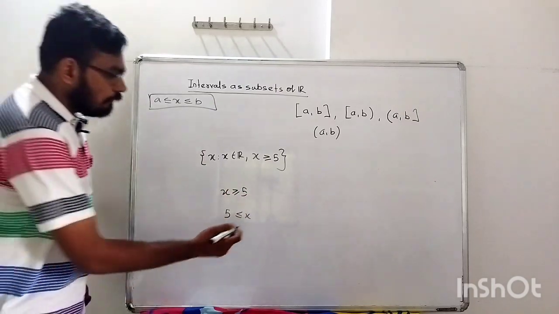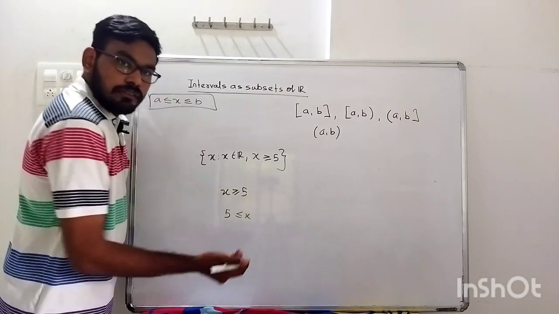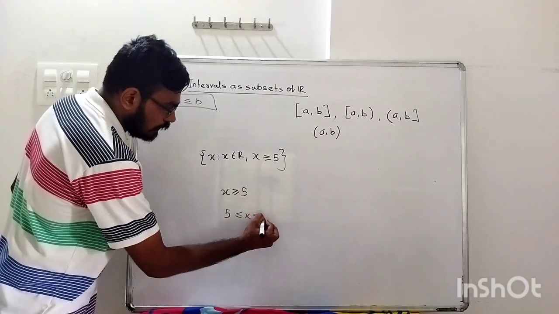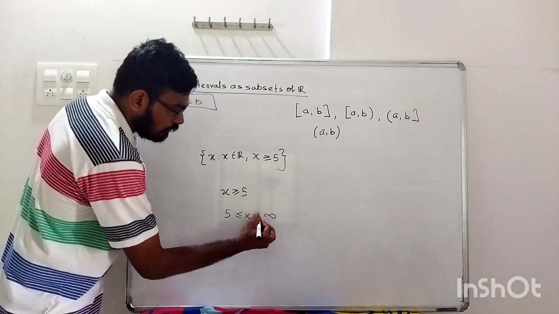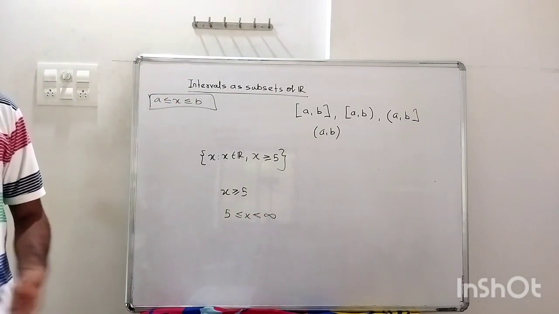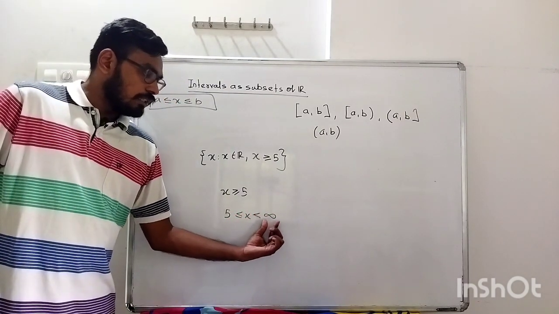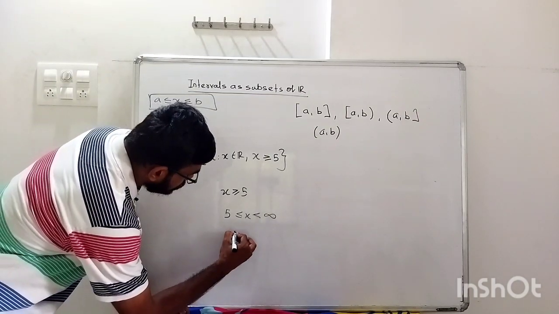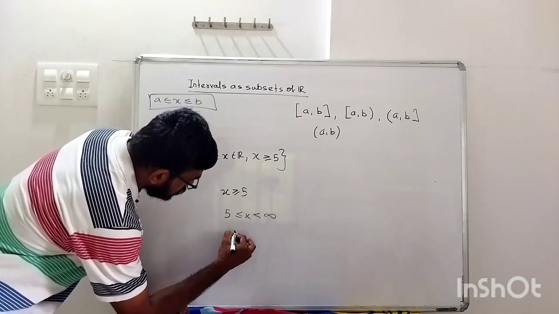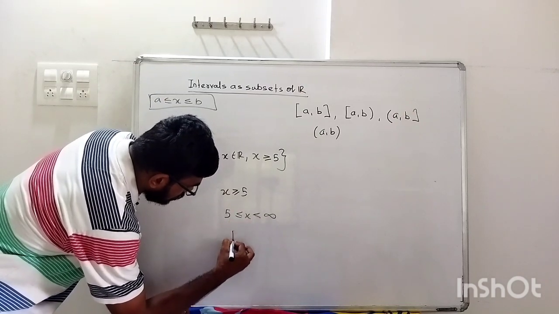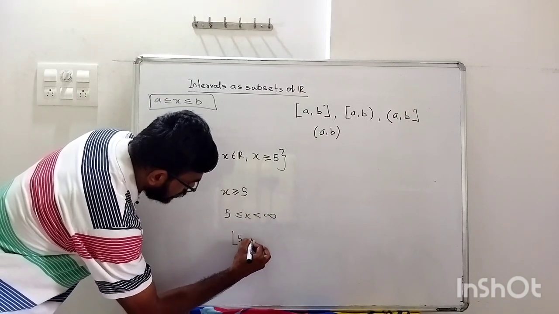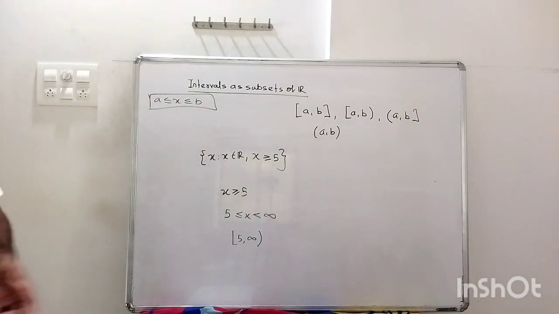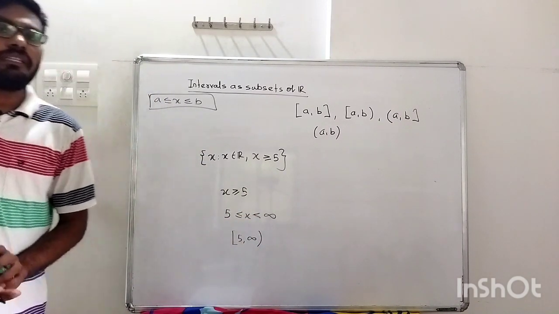Next, now there is no restriction on this side, so what do we do? We put a less than sign here and we put infinity here. Whenever there is restriction on the positive side, we put a less than sign here and we put infinity here. So what do we get? See, since this is less than or equal to, I put a square bracket, then 5, then infinity and a round bracket. And remember, for infinity there is always a round bracket, okay.